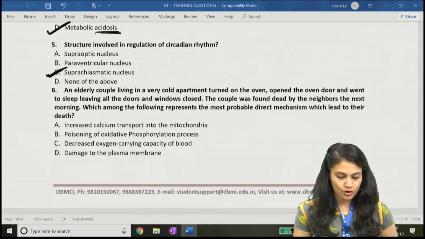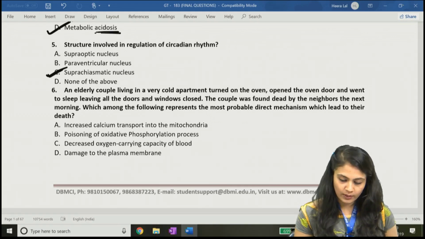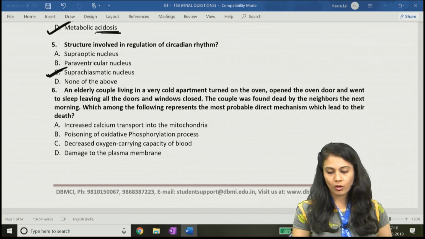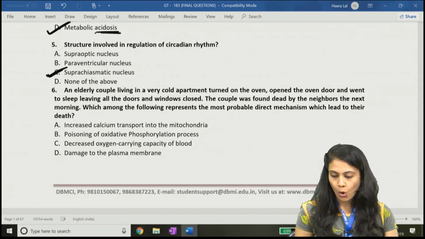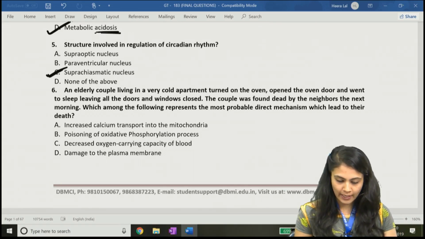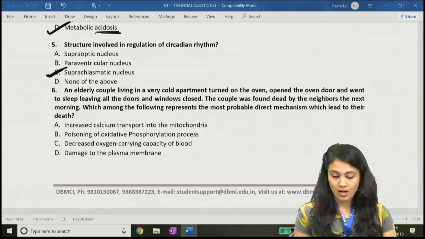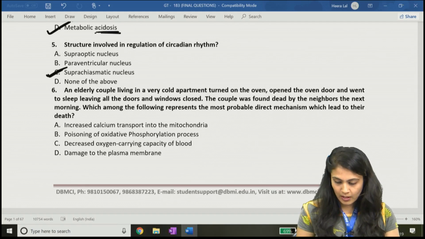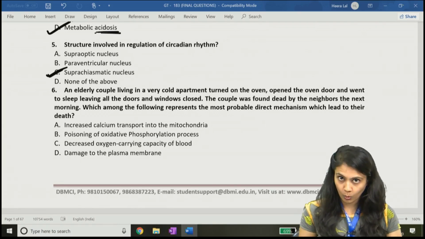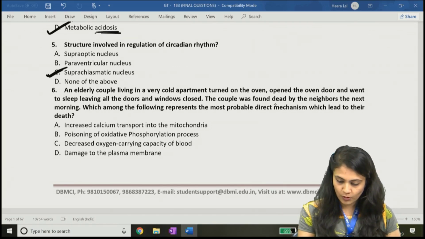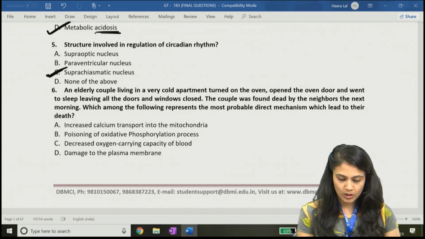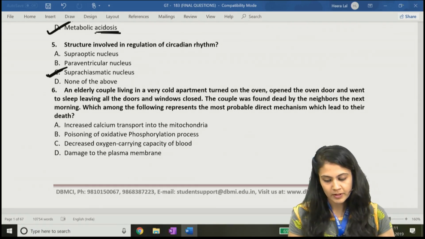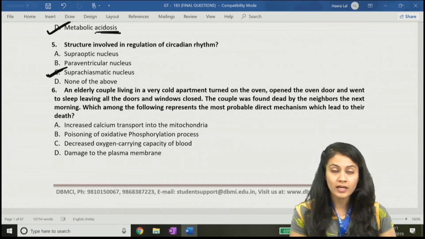Next, moving to the next question: an elderly couple living in a very cold apartment turned on their oven, left the oven door open, and went to sleep, leaving the doors and windows closed. Because there is cold, they closed all the windows and doors. Poor ventilation is there, and they turned on the oven. The couple was found dead by the neighbors the next morning. Which among the following represents the most probable direct mechanism which led to their death?